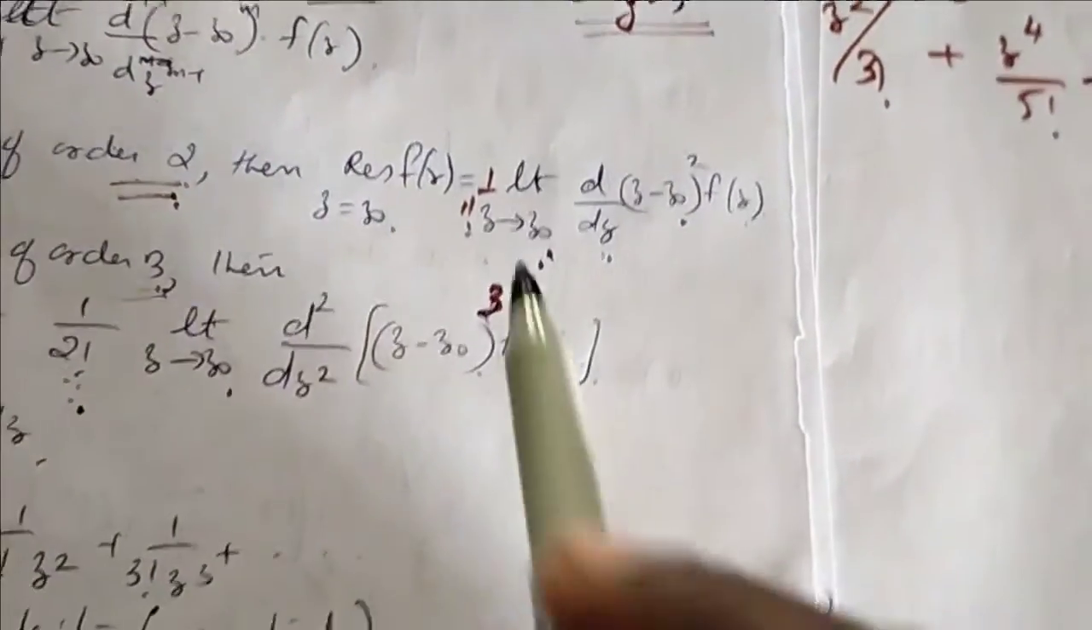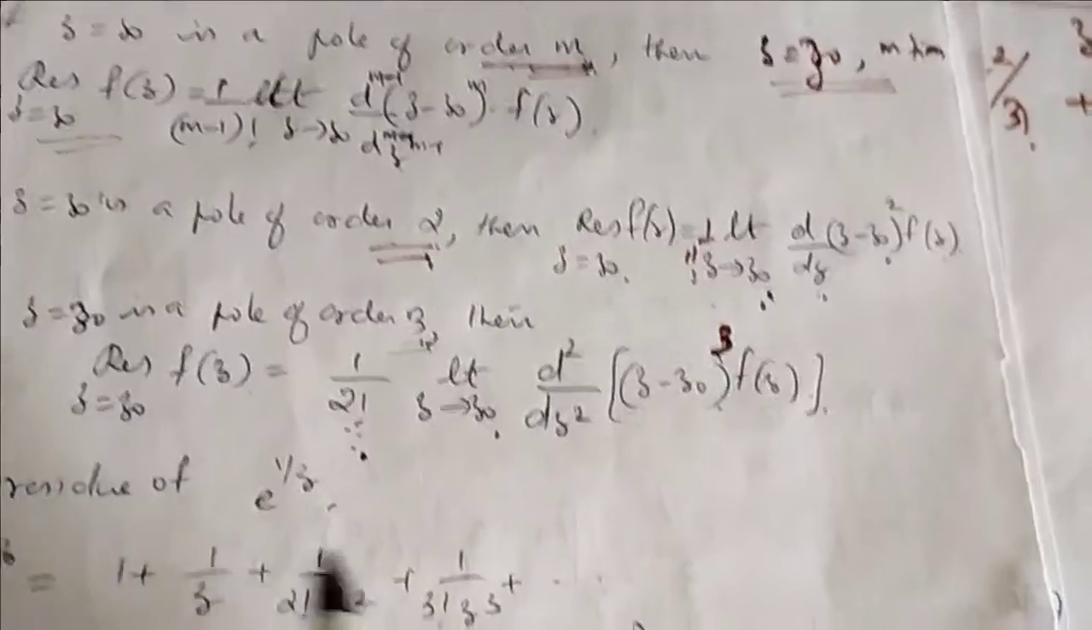Okay, sorry, here it is (z minus z naught) the whole cube, since it is a 3 times repeating root.